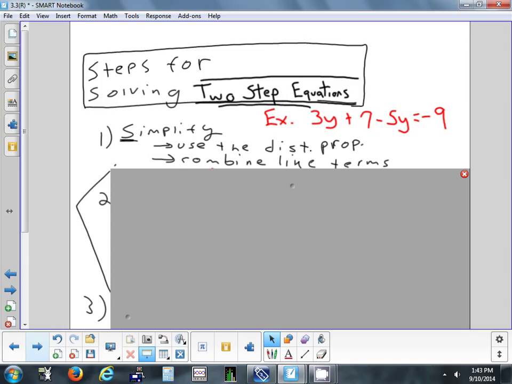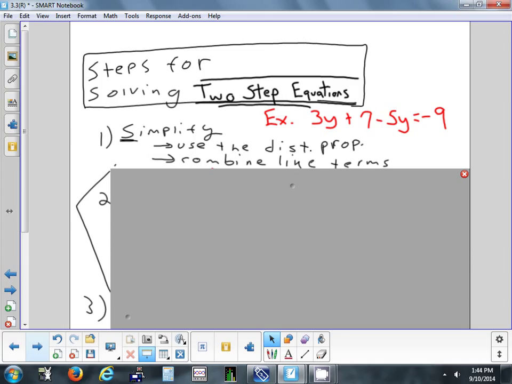We'll make it easy. So we're going to simplify. One of two things could happen. We can use the distributive property, which means we have to do what kind of math operation? Multiplication. Use multiplication. Or we can combine like terms. What's that mean?